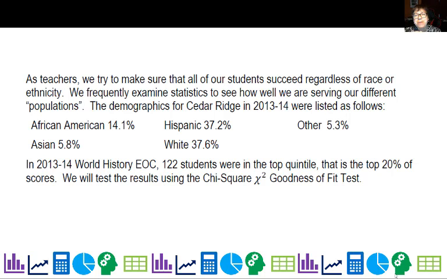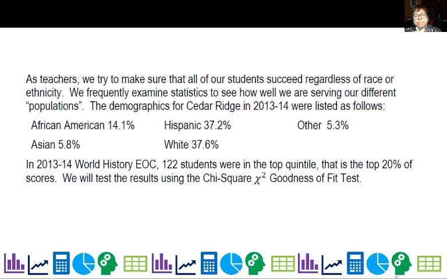All right. And we're frequently going to examine the statistics and say, hey, are we serving all of our different populations well? Is there anybody we need to check on? So the demographics for Cedar Ridge in 2013 and 14 are listed below. We had roughly 14.1% African American students, 5.8% Asians, 37.2% Hispanic, 37.6% white, and 5.3% other. Okay, it could be like American Indian, two or more races, a couple of other different populations.